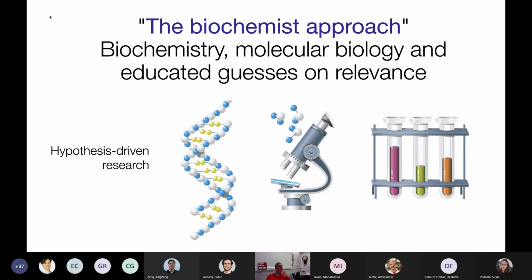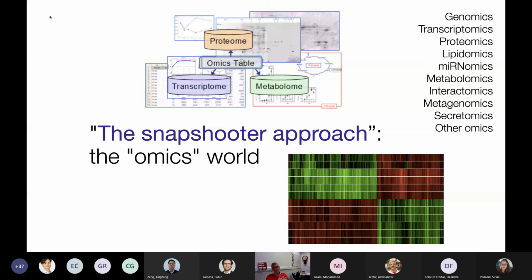Then, when the omics world was rendered possible, first by DNA sequencing, then RNA-seq, for example, and then by proteomics, lipidomics, metabolomics, interactomics, you can read the omics here on the slide, then the research changed again. And here, basically, all these omics techniques have permitted for the first time to provide scientists a sort of broad and comprehensive view of what's going on.